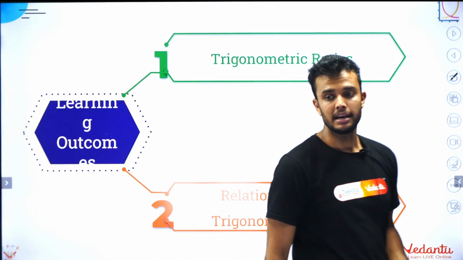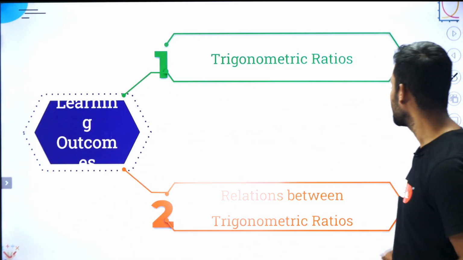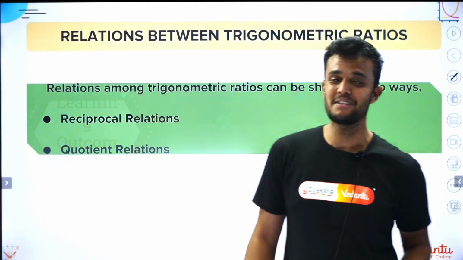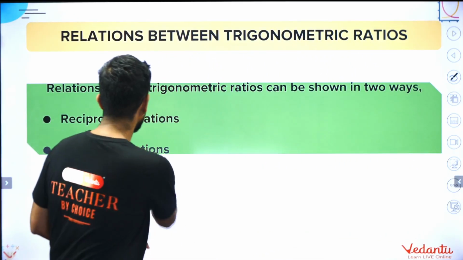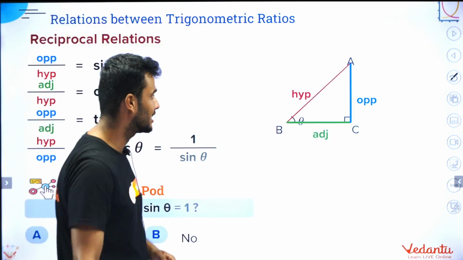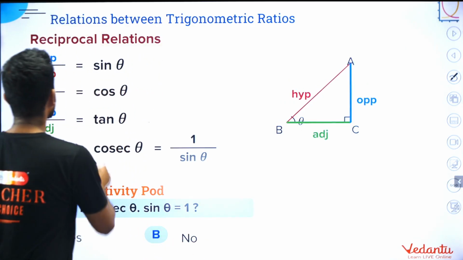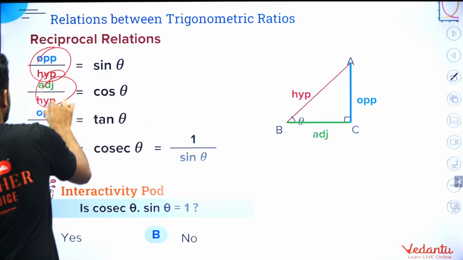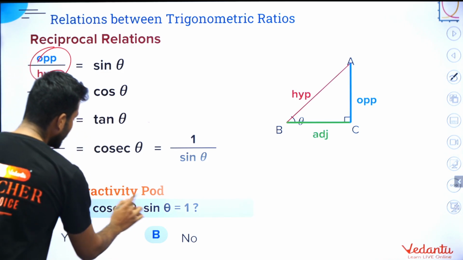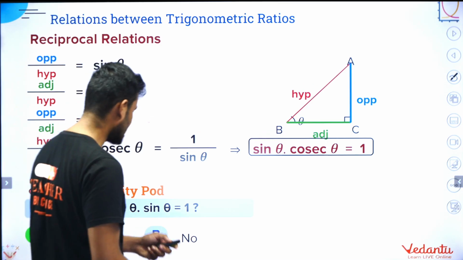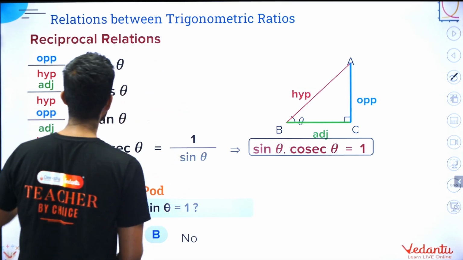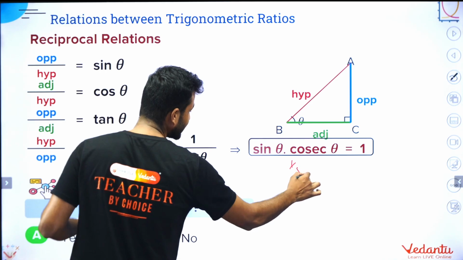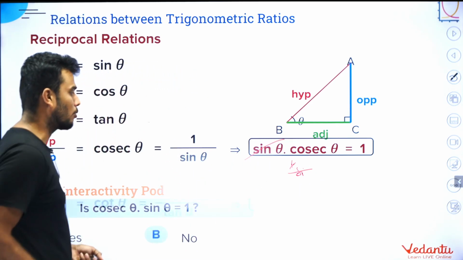I hope it's clear. Next, students, the relation between the trigonometric ratios. We are already familiar; we mainly have two relations: the reciprocal relation and the quotient relation. What is the reciprocal relation? We can write cosecant theta into sin theta is equal to 1, because cosecant theta is 1 by sin theta, the sin theta gets cancelled, and it equals 1.